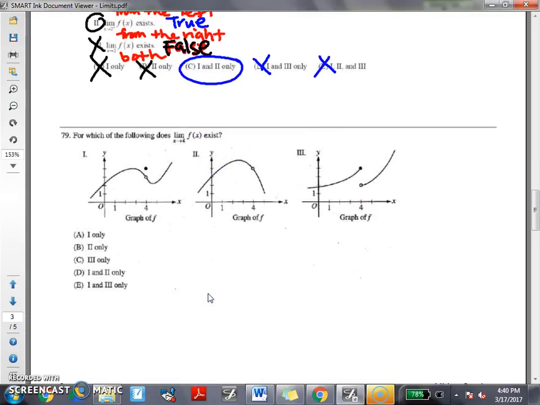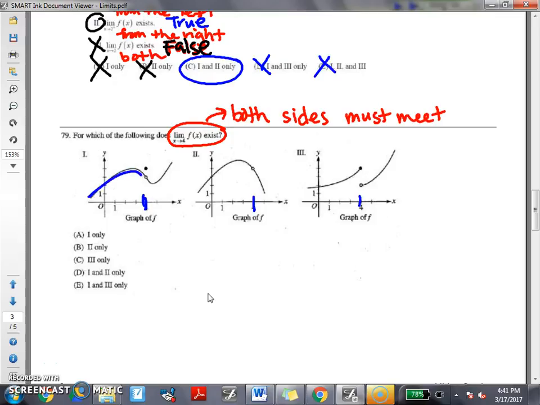And we've answered that AP question. On to the next one. Number 79. This says, for which graph here does the limit as x approaches 4 of f of x exist. So this is saying from both sides, they must meet at the same y value. Okay, let's try it. So let's focus at 4 here, at 4 here, at 4 here. Okay, from the left side, from the right side, they do meet. So yes, 1 works. So we're going to say 1 is true, it works.